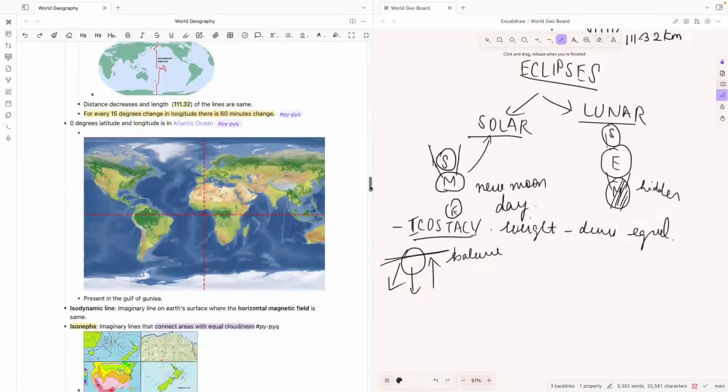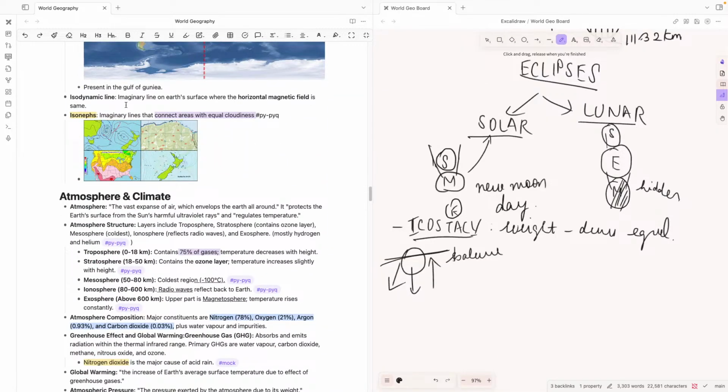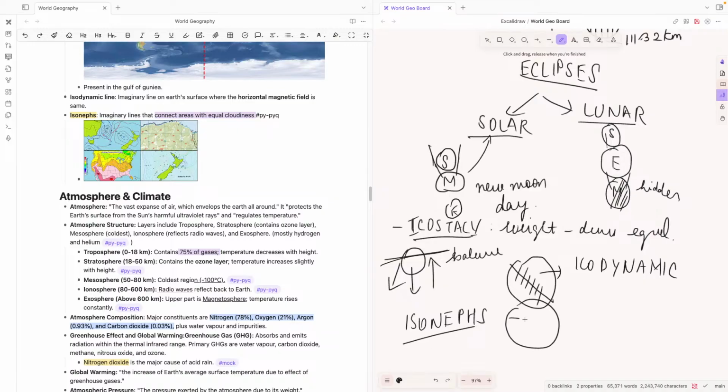Another concept is called the isodynamic line. This is an imaginary line on the Earth's surface along which the horizontal magnetic field is the same. And then there is another concept called isonephs, imaginary lines on the Earth along which the cloudiness is said to be the same. I was really mind blown when we came across this concept because how awesome is that, right?